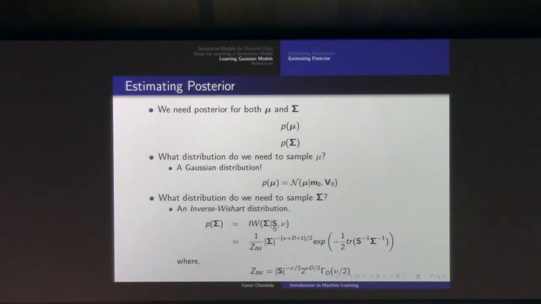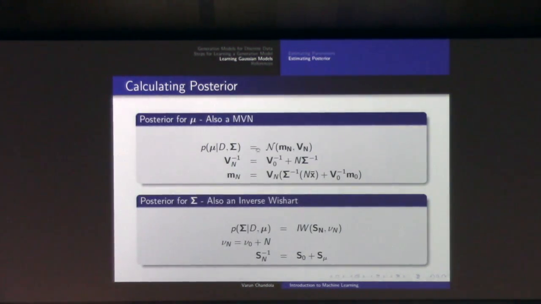Basically, the idea here is that you have the PDF, the probability density function, for your priors, right? This is the normal distribution, and this is the inverse Wishart, and then you can multiply it with your likelihood and get the posterior. However, what you get once you compute the posterior is that the posterior distribution for your mu is also a normal distribution, which makes sense because both of them were conjugates of each other, right?